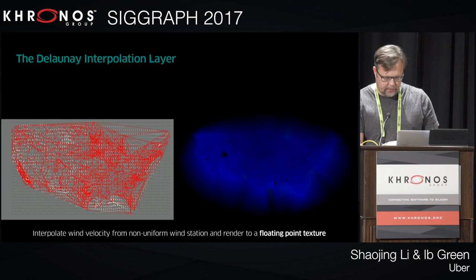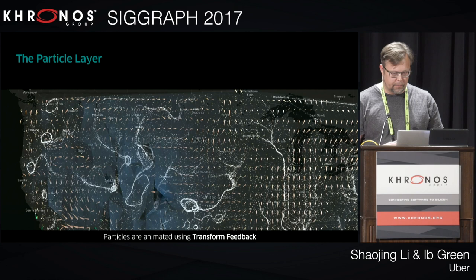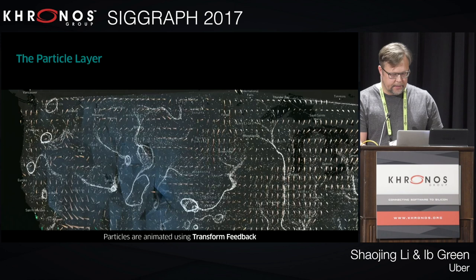And then we're packaging this up as reusable layers. This is a vector field layer that you can use if you have this data to visualize locally at various points. And this is the particle layer that will dynamically render particles according to the vector field. So again, everything's composable in deck.gl.